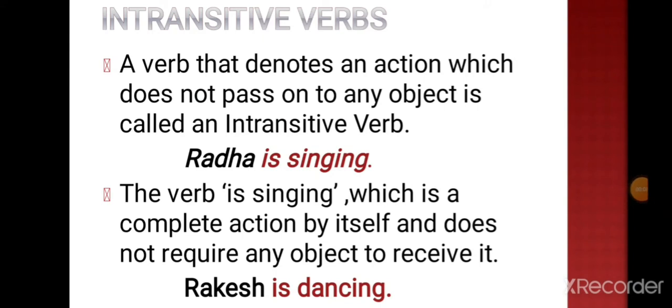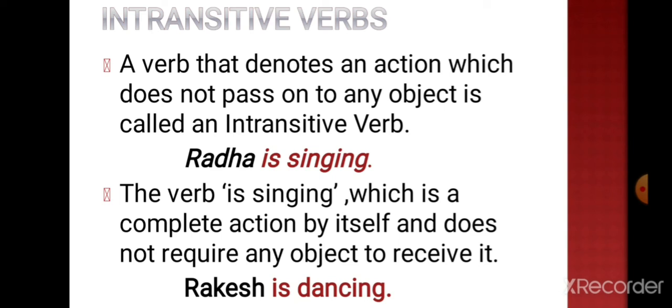A verb that denotes an action which does not pass on to any object is called an intransitive verb. For example, students, Radha is singing. The verb is singing, which is a complete action by itself and does not require any object to receive it. Students, this singing here is a complete action in itself, and does not require any object. Beta, it does not need any other object. Okay, it's a complete action by itself and does not require any object to receive it.